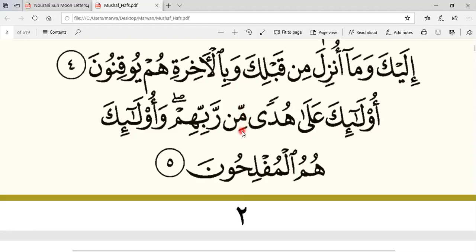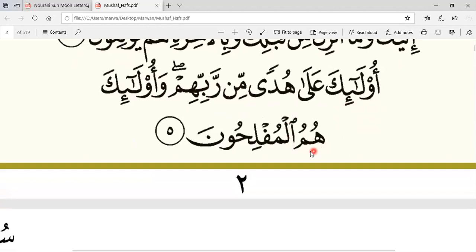Ignore the shadda. Min, ignore the shadda, because these shaddas are at the beginnings of words. Min is a word, rabbihim is a word. We'll learn in the next class, the tajweed class, how we start with that. Min rabbihim wa ulaika humul muflihun.